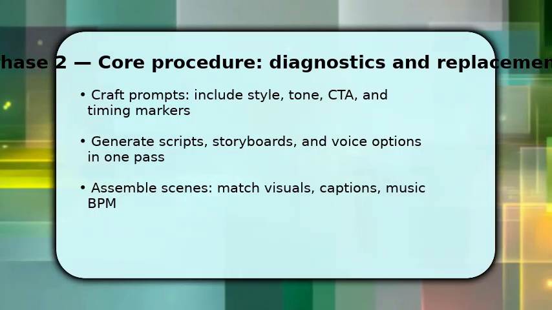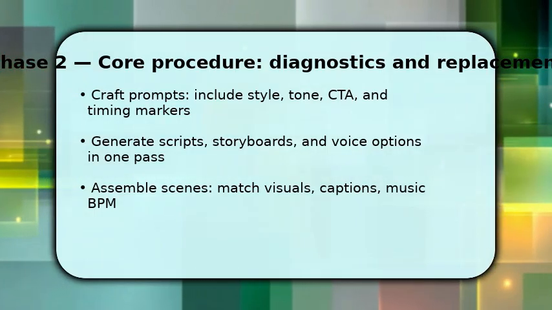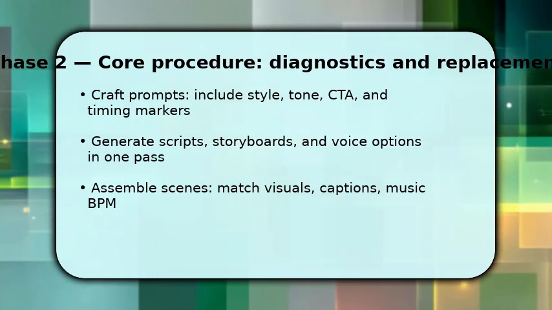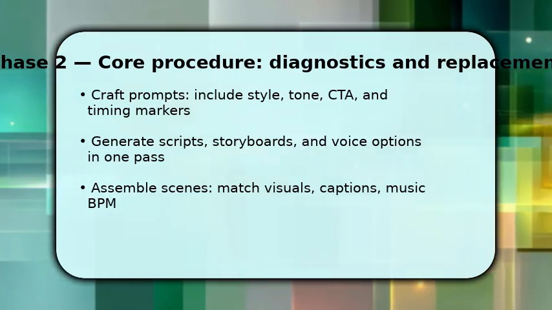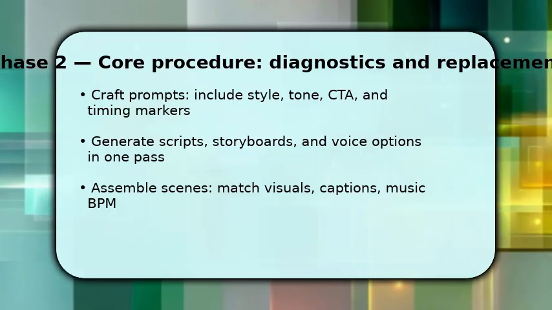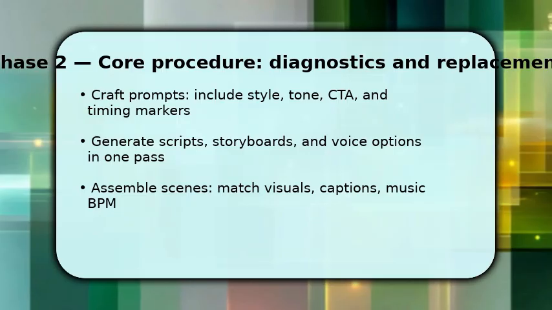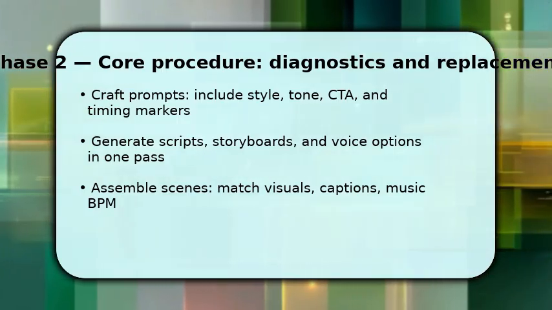Write prompts that specify tone, camera moves, captions, exact CTA and scene durations. Request a script, storyboard frames, and multiple voice options in one generation. Then map visuals to beats. Sync images or clips to captions, and pick music with matching BPM. Make sure to preview captions for readability on mobile, and iterate on pacing until the scenes flow naturally.